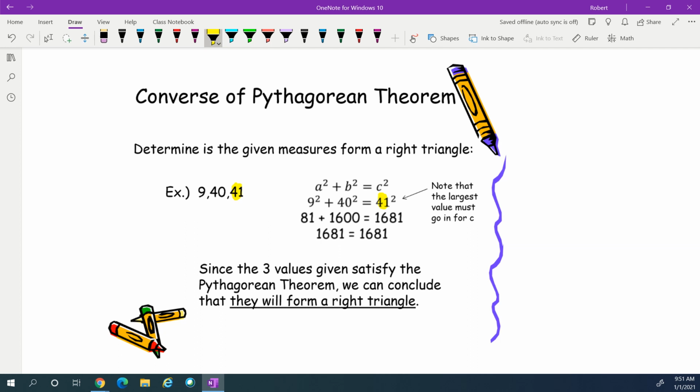And that's all the converse is. We're testing the 3 numbers to see if they form a right triangle. If they form a right triangle, great. If not, then we're going to make a determination. Is it acute or is it obtuse? We won't know the exact measurements, but at least we'll know if it's acute or obtuse. Everything we do, we try to add a little bit more information.